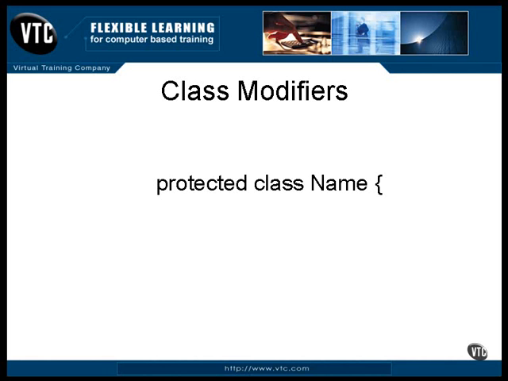A nested class can be declared as protected. That makes it available to the class it's defined in, and it's also available to subclasses of that class. But it's not directly available from outside the class or outside instances of the class. A nested class can be declared as private. That makes it available only from inside the class in which it is nested. It cannot be accessed from outside the class, and it's not inherited by subclasses.